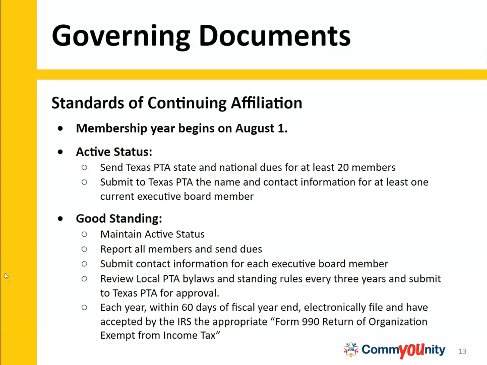It's best to look at your standing rules every year because what you actually do should match what they say. And a fresh pair of eyes can not only find errors, but also identify the need to adjust the wording. Again, you must submit your bylaws and standing rules, if you have them, to Texas PTA every 3 years, whether you've adopted any amendments or not.